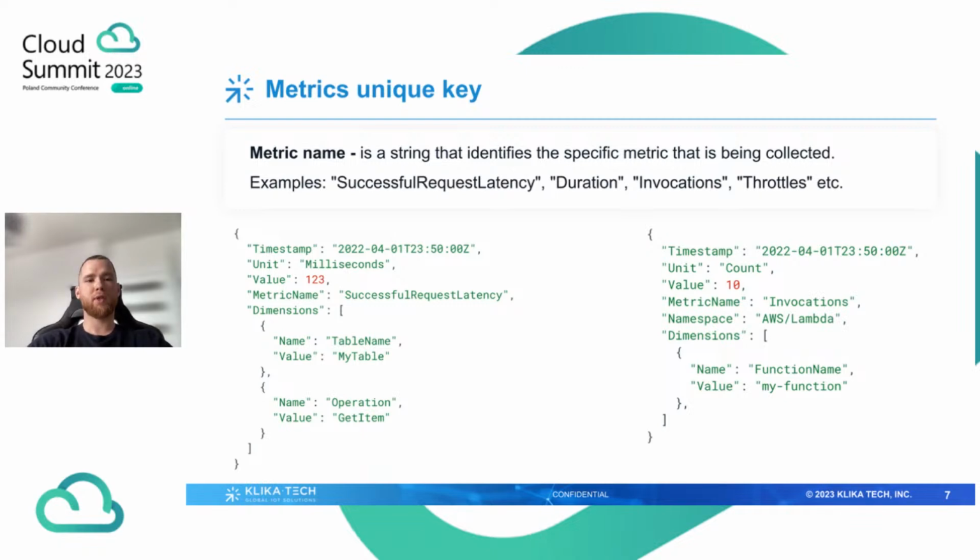On this slide, you can see examples of metrics in JSON format reported by CloudWatch. The first example tells us that the successful request latency metric for a DynamoDB table with the name myTable and for the getItem operation has a value of 123 milliseconds. The second example illustrates an invocations metric for a Lambda function named myFunction. The value field indicates that this Lambda function was invoked 10 times during the specified time period.